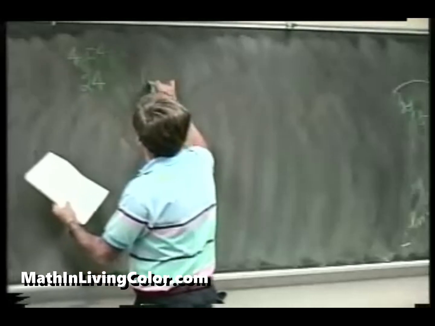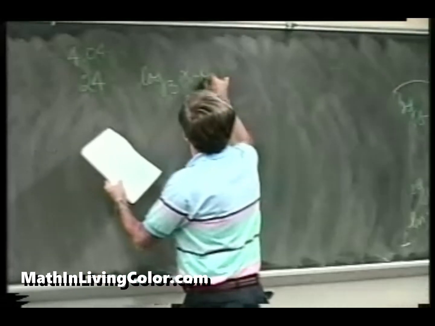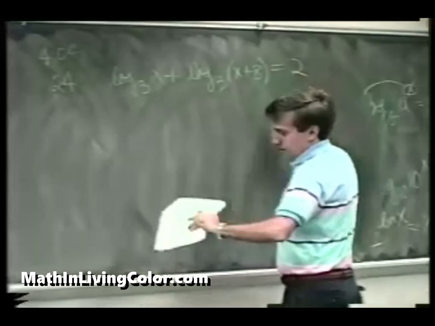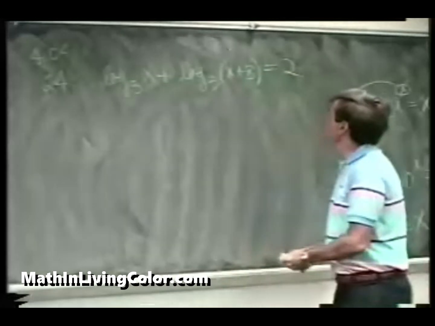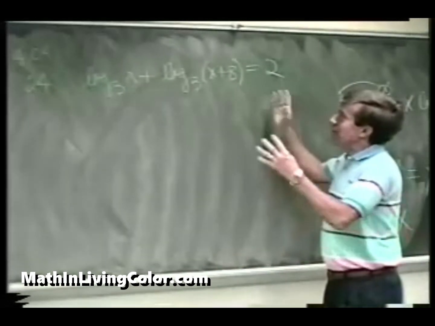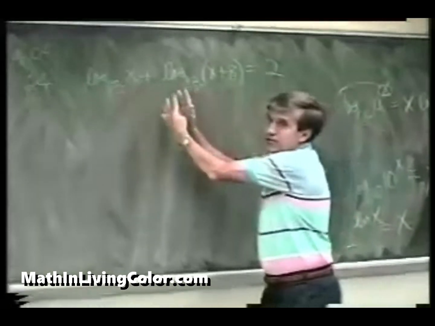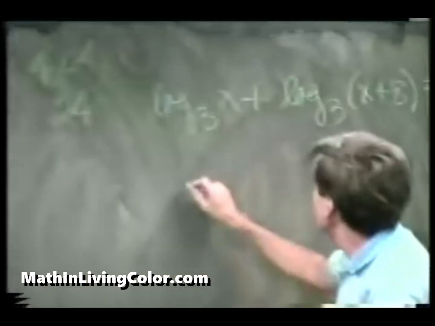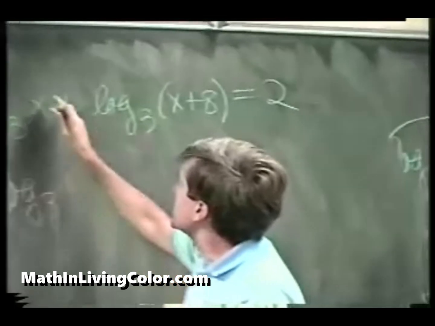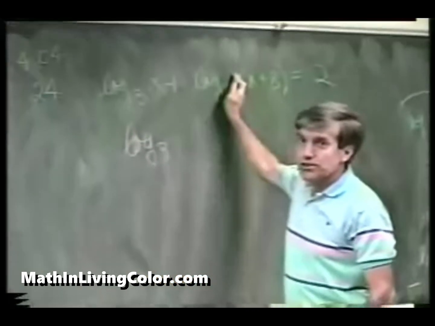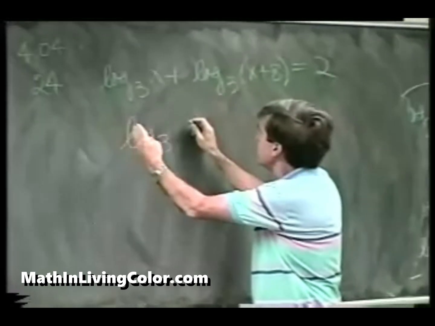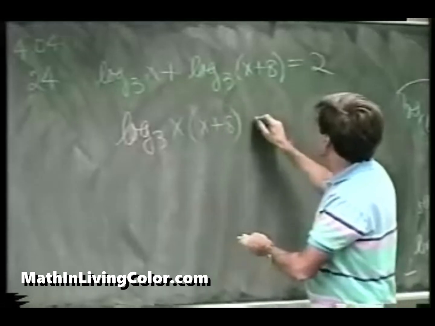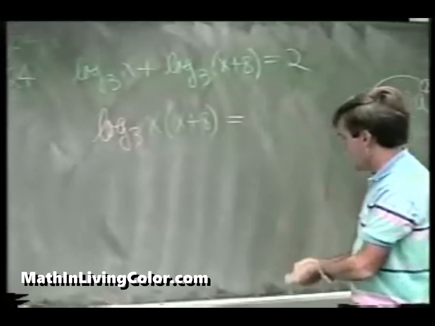It says the log base 3 of x plus the log base 3 of x plus 8 is equal to 2. Now what? Well, before we do anything else, we need to pull the logarithms together into a single logarithm. This is a sum of two logarithms, so you can make it the log of the product. The x times the x plus 8 is equal to 2.